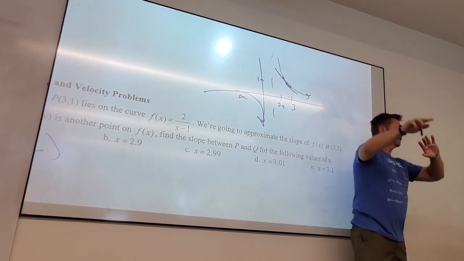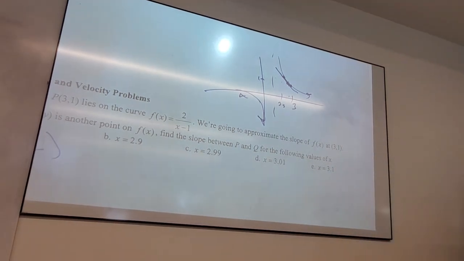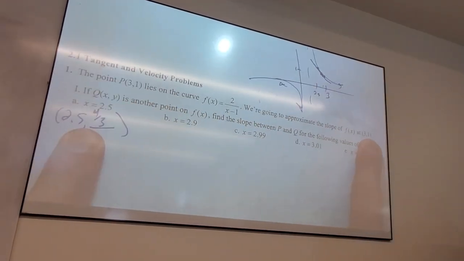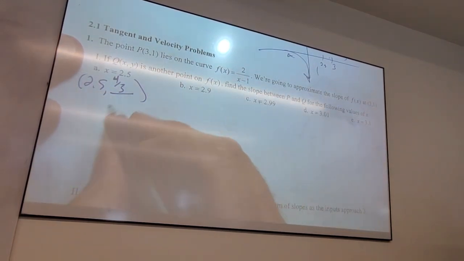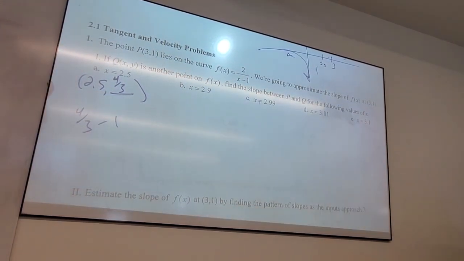All right, let's try this. How do you set up the slope between these 2 points? Okay, one way to do it is 4/3 minus 1. What is the slope formula from algebra?